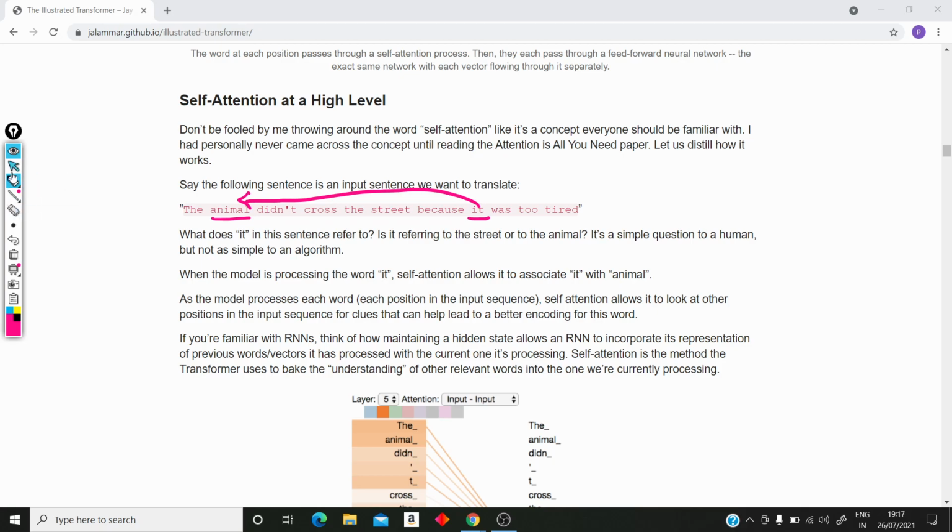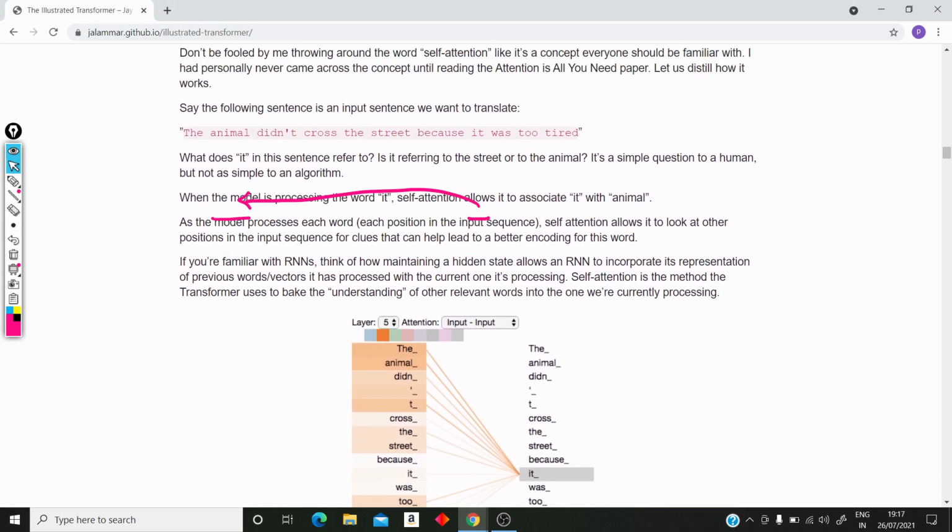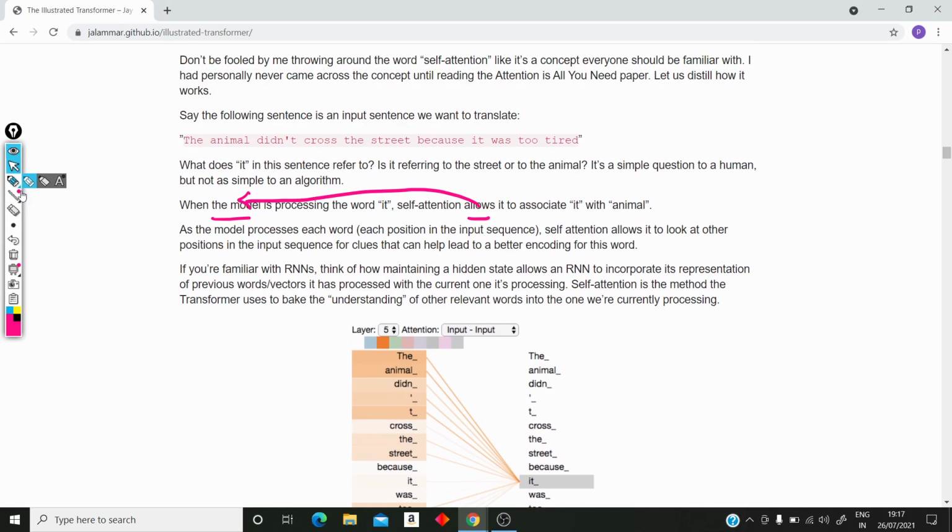So we can say that here it is written, you can see. Let me just try to erase it first, and I'll show you that here it is written that when processing the word "it", self attention allows it to associate it with animal. So after this self attention, we'll get the output that "it" is associated with animal, that the machine will learn, right? Now if you are familiar with RNN, then think of how it maintains hidden states.